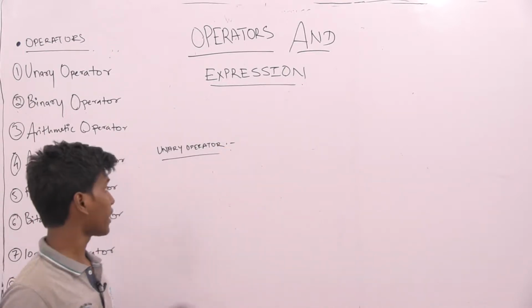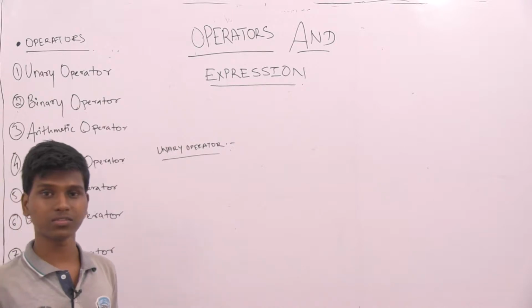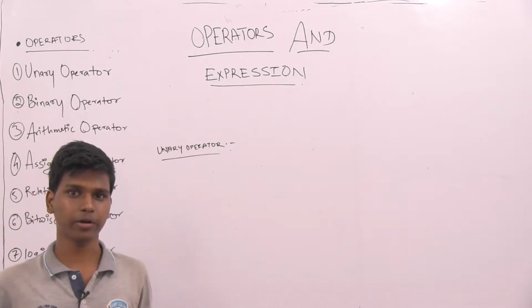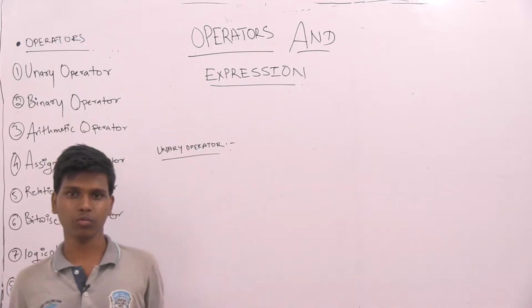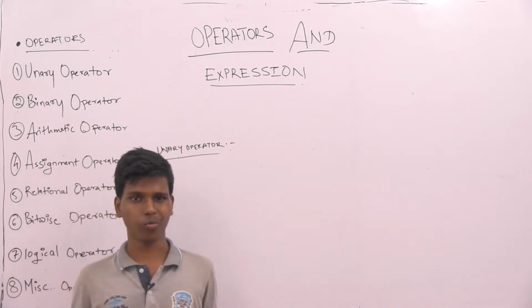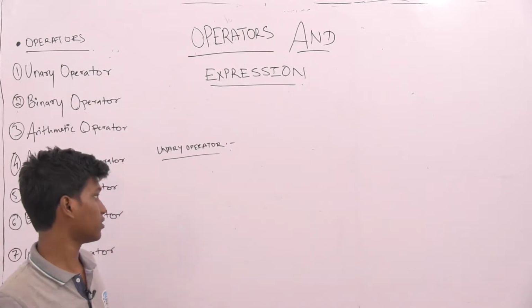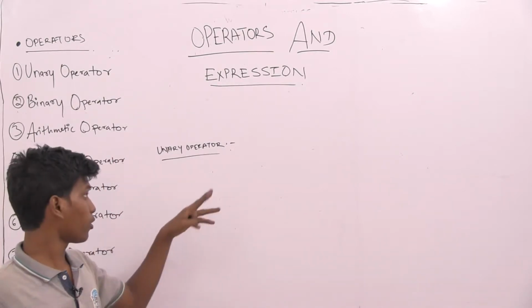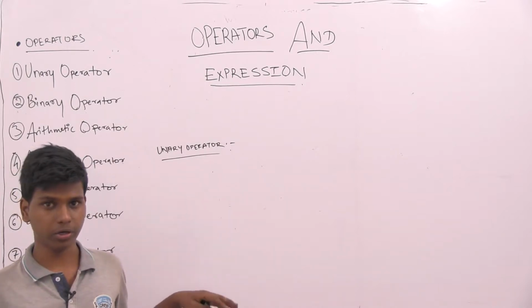Unary operators are a type of operator which consist of only one operand, like the increment operator, decrement operator, unary minus operator, logical not operator, etc. Other operators are also available. So we will study the increment operator and decrement operator in this session.